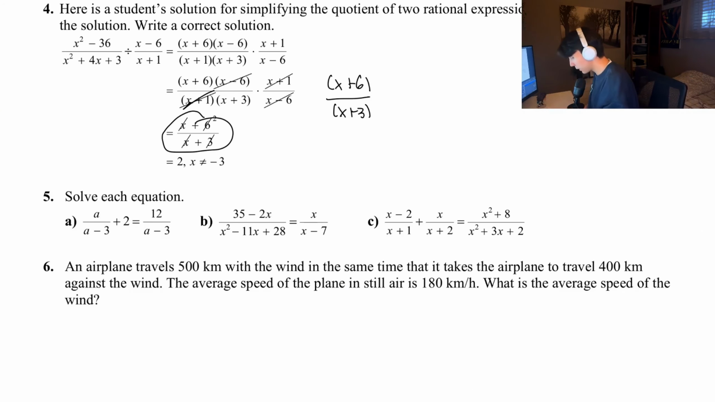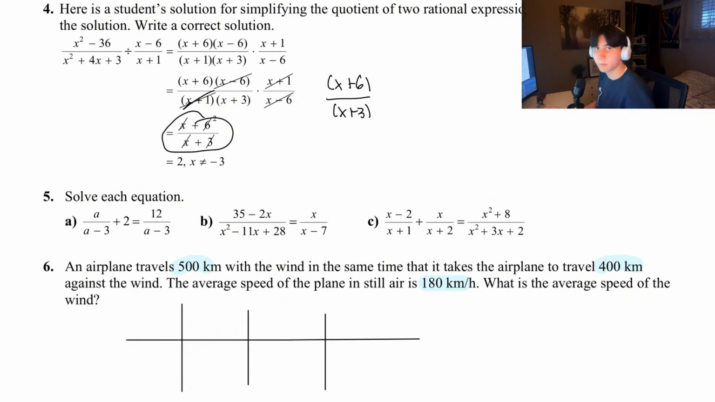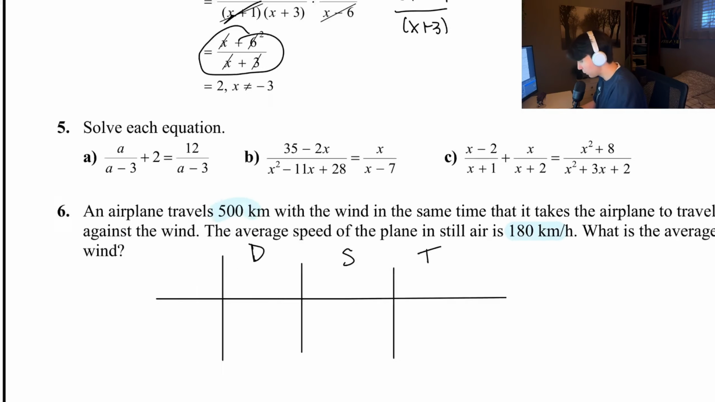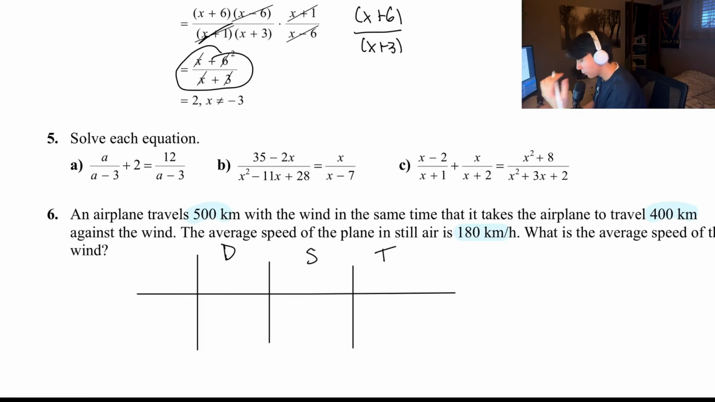So we have our two distances here, which are going to be important. We also have our plane in still air. So I'm going to show you what this actually means. Remember, we're going to create a table here, and there's two types of tables we're going to be creating. Remember, we have the relationship one where we have two people working together. And this one is going to be our distance, speed, time. So just make sure you're familiar with both. Right now, we're going to fill this out.